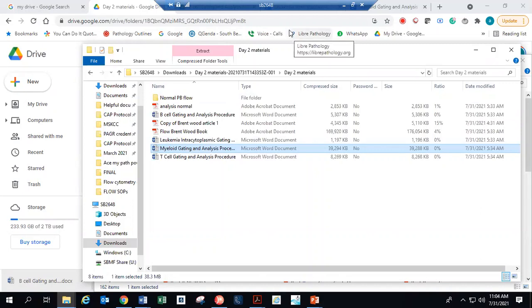Another thing is the gating that the other formats usually have, for example Kaluza that we use right now, and Raji has a different one as well. The gating will be different, and I'll try to show Kaluza as well. But this gating will help you overall throughout your career whenever you are doing cytometry. So let me go into the myeloid gating.